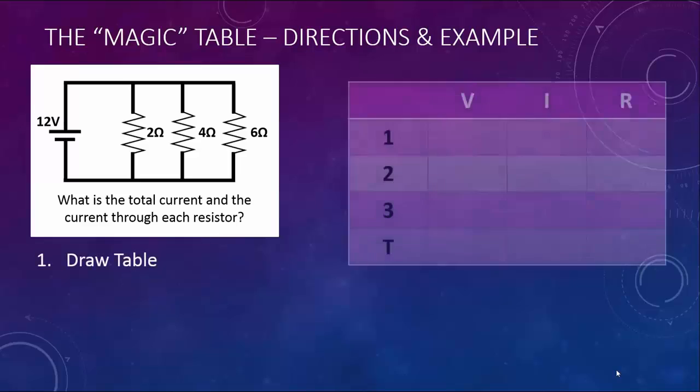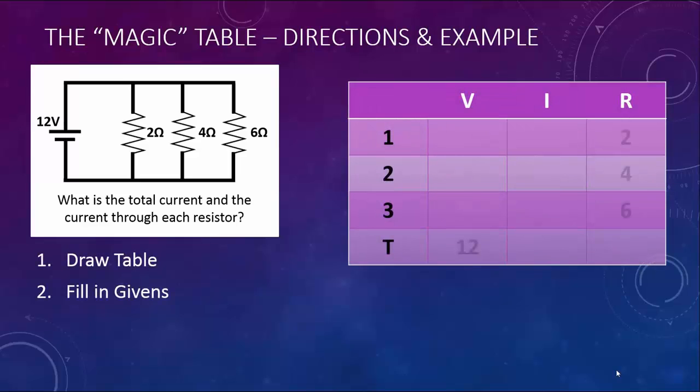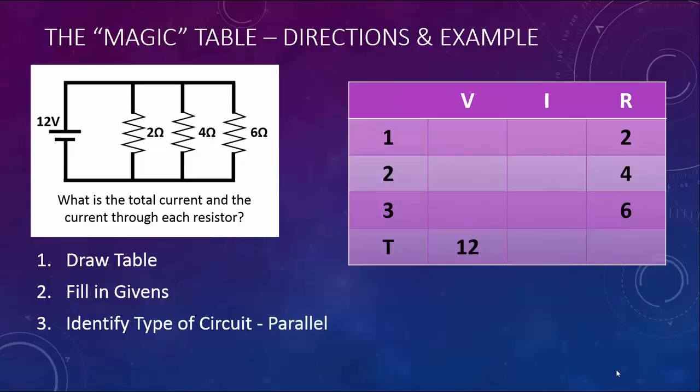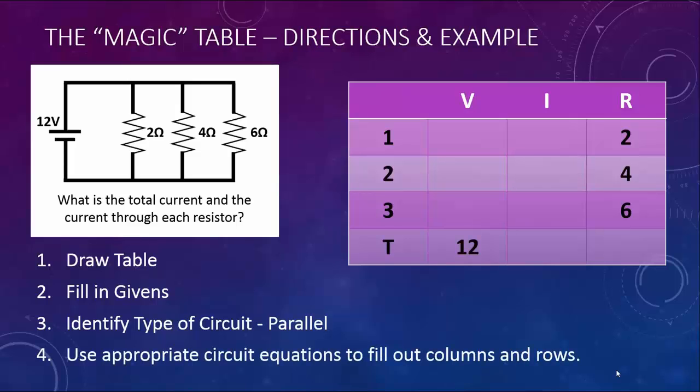So first of all, draw a table. Next, we fill in our givens. The next step might seem trivial, but it's actually pretty important. Identify the type of circuit that we're dealing with. This is clearly a parallel circuit. I suggest covering the series circuit equations on your reference table with your calculator so you don't even see them. Finally, we'll use appropriate circuit equations to fill out the columns and rows.